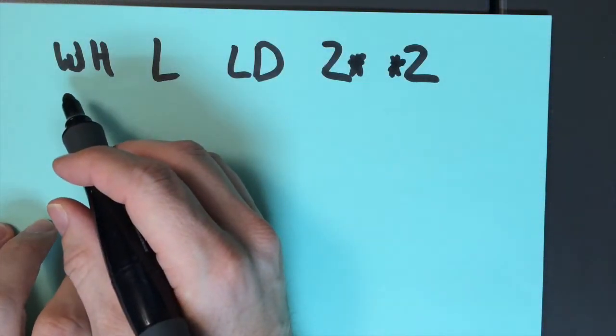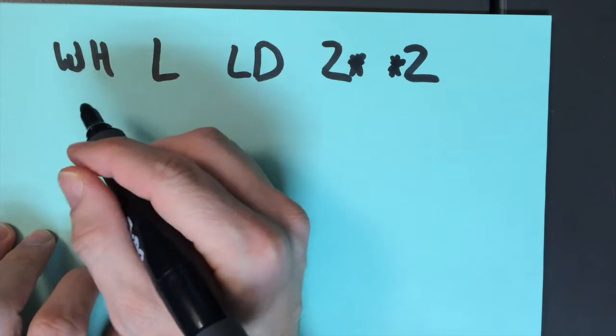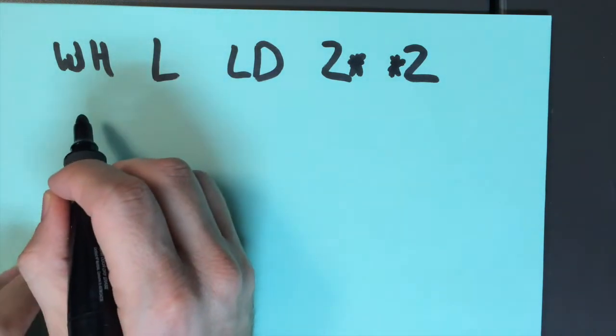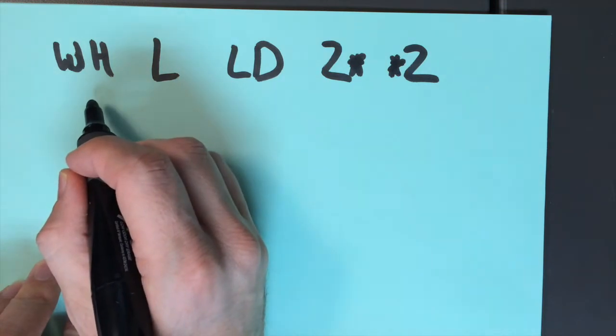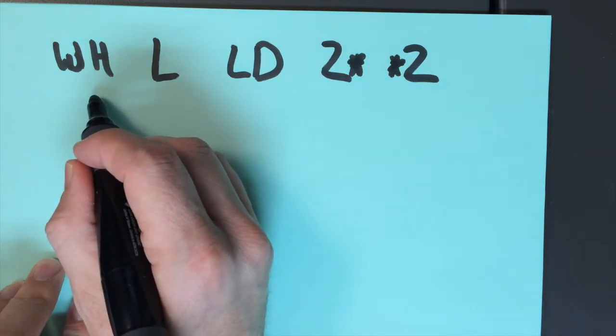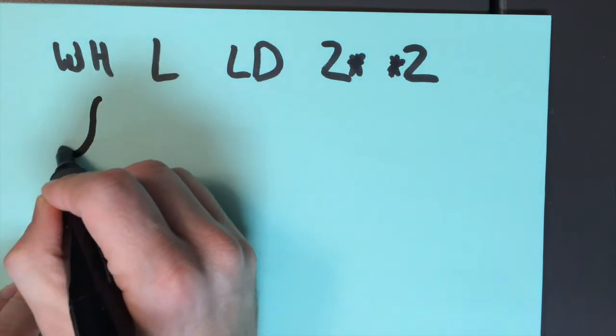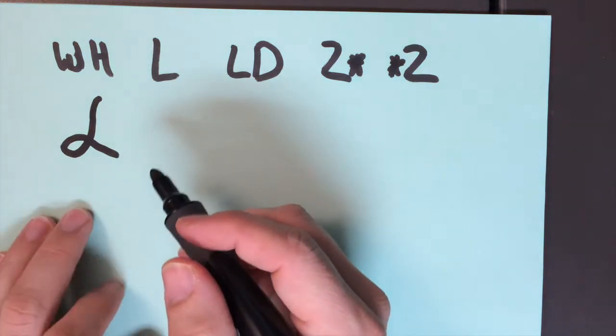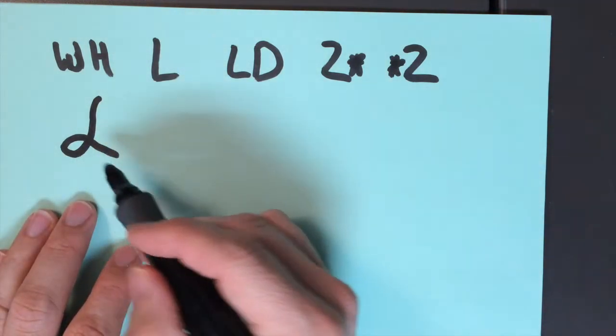The WH is a little strange, to say the least. But once you practice it, it's almost like writing a 2 without the top. So that's the way I kind of look at it. It's more like a this, like that. And that's about the way it looks.